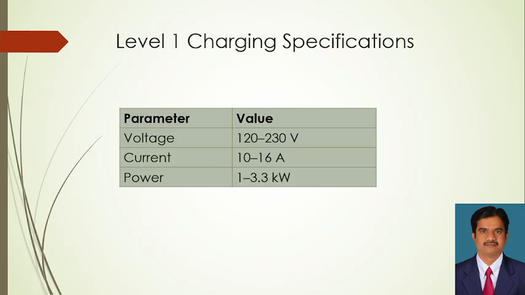Level 1 charging specifications. As I said, it is low power, between 1 to 3 kilowatts. Sometimes you can carry less than 5 kilowatts also. So voltage is 120 to 230 volt, single phase supply can be used, and the current drawn is 10 to 16 ampere. So the same circuits we have in the home applications can be used to charge the electric vehicle in level 1.